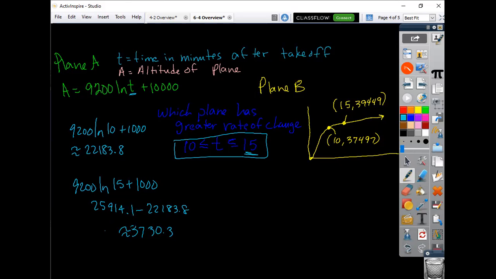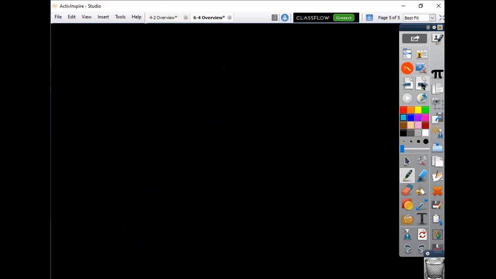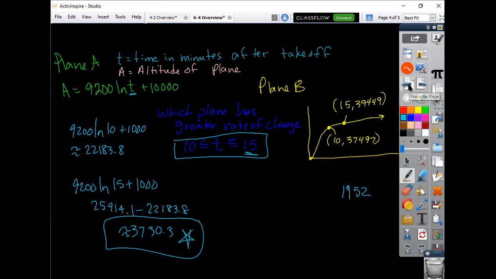Versus over here, subtracting these two, my 39,449 minus my 37,497, and got 1,952. So it really isn't even close. This one has a way greater rate of change, unless I made a mistake in my calculations somewhere. That's it for that 6.4 lesson overview.